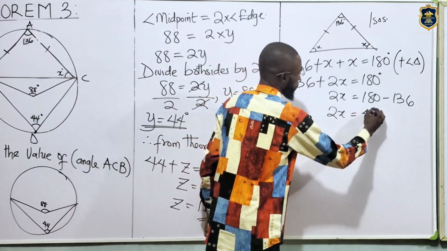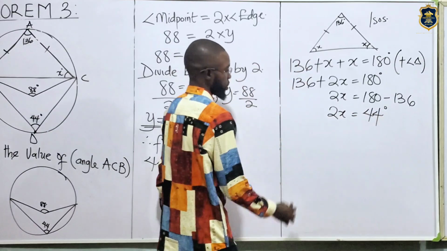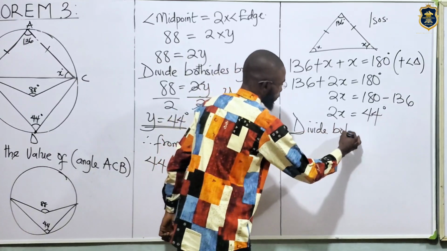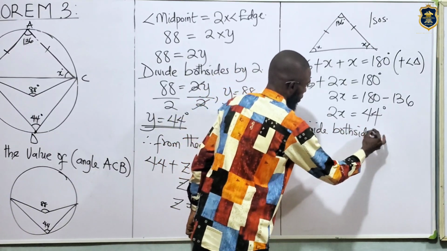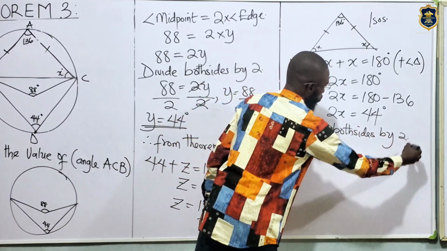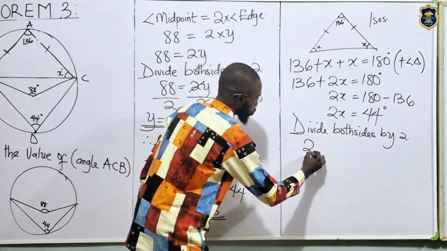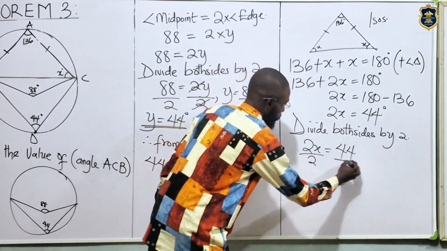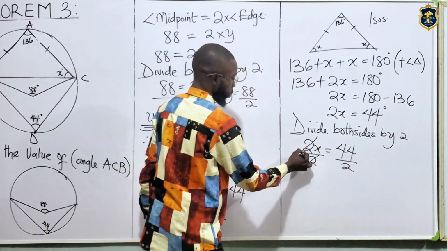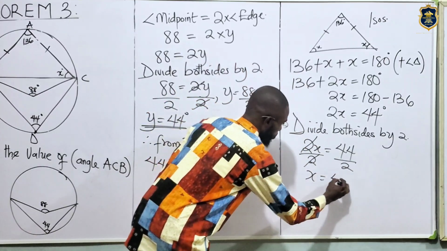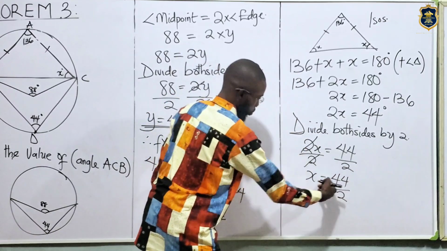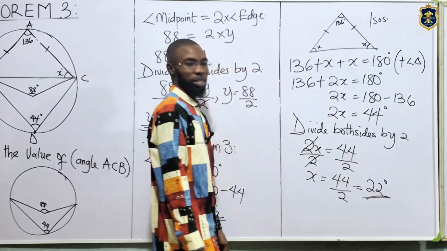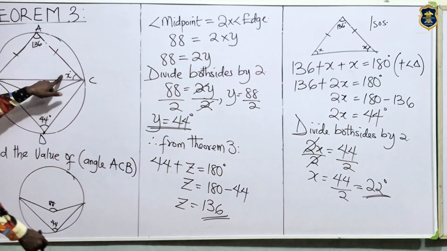2x equals 44 degrees. We divide both sides by 2, right? So with that, 2x is equal to 44. Dividing both sides by 2, the 2 will cancel the 2. x becomes 44 over 2. We divide, and our x becomes 22 degrees. You see how easy it is now, getting the value of x.